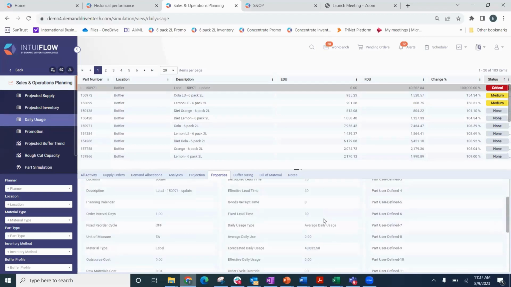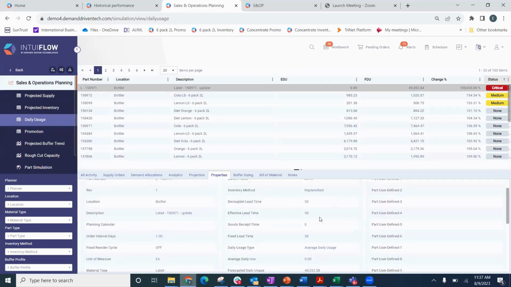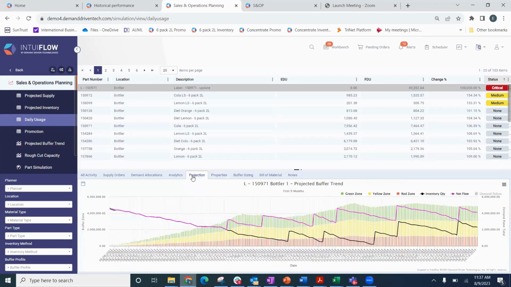So perhaps this is a new item. Actually, this is an updated label. It's got the revision, and that's why it had no historical usage. We see this kind of a projection graph. We've got a lot of inventory. We went out and bought an initial stock of this, so we're in plenty good shape, and we're going to be okay. But you can see we actually do have potentially some inventory exposures. Perhaps we might want to shift this one to an FDU setting, and that would allow us to make sure that we have some protection against that.